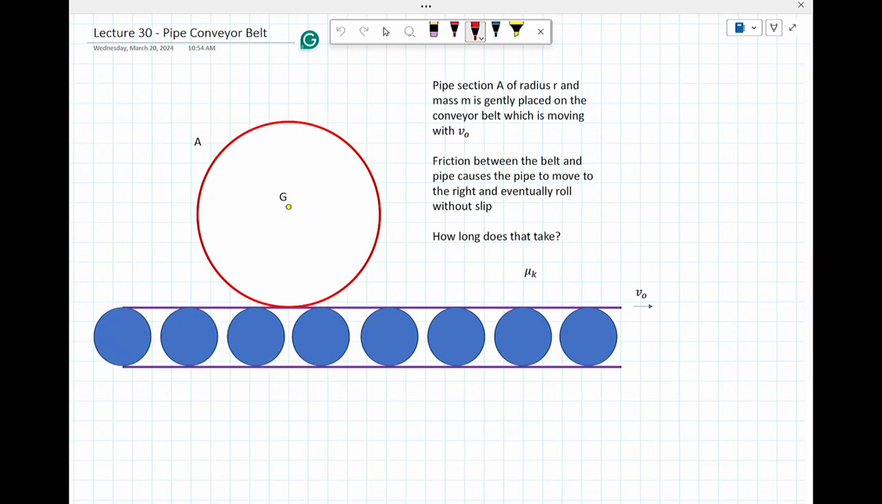Okay, so I have a pipe section A, and it has a radius which is R, and it has a mass M. And it's gently placed on the conveyor belt, which is moving with a velocity V sub naught. Friction between the belt and the pipe caused the pipe to move to the right and eventually roll without slip. How long does this take? And this is a problem. I'm trying to remember, we had a bowling ball problem maybe 2-3 years ago, 2022, I think, where we did something similar. And again, it's the same sort of problem as that.